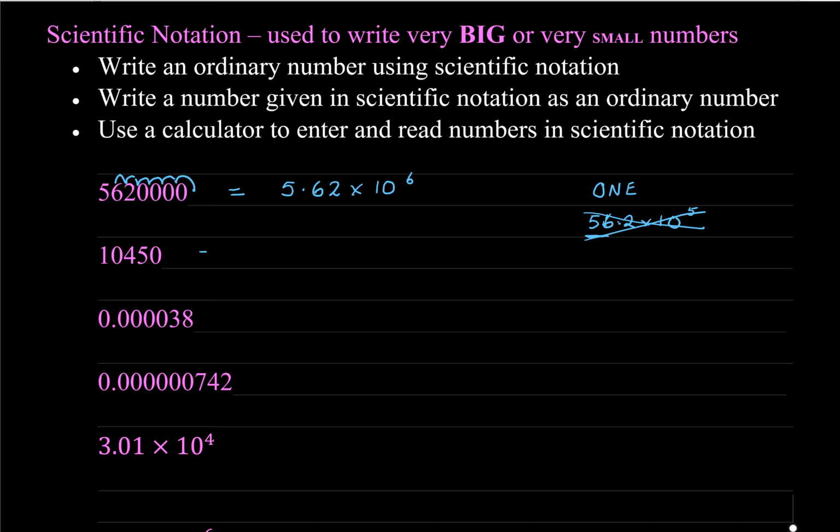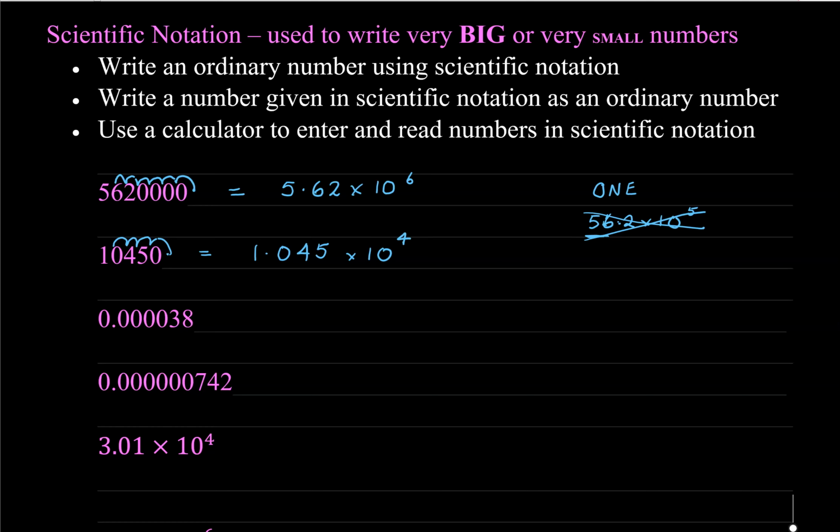Okay, so let's do one more. Again, right at the end, here's our decimal here. So where are we going to move it? 1, 2, 3, 4 spots. So this will be 1.045. Now we don't have to put the 0 at the end because it makes no difference. Times 10, and how many spots? We had moved it 4 spots.